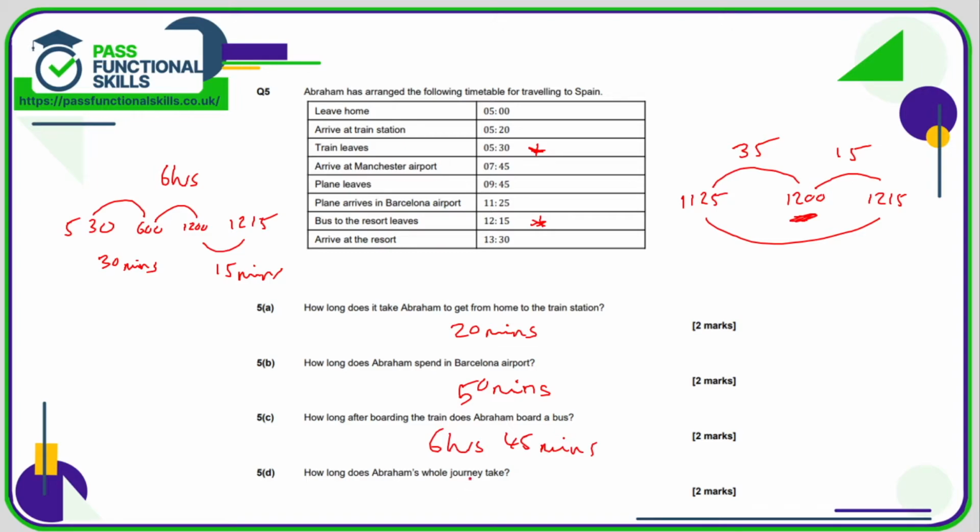How long does Abraham's whole journey take? Well, 5 o'clock until 13:30. The difference between 13 and 5 is 8, so that's 8 hours, and then plus the extra half hour, so that's 8 hours and 30 minutes, or 8.5 hours.